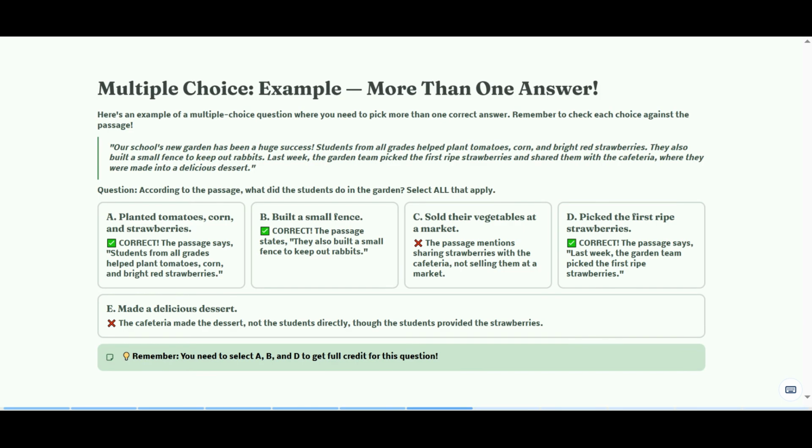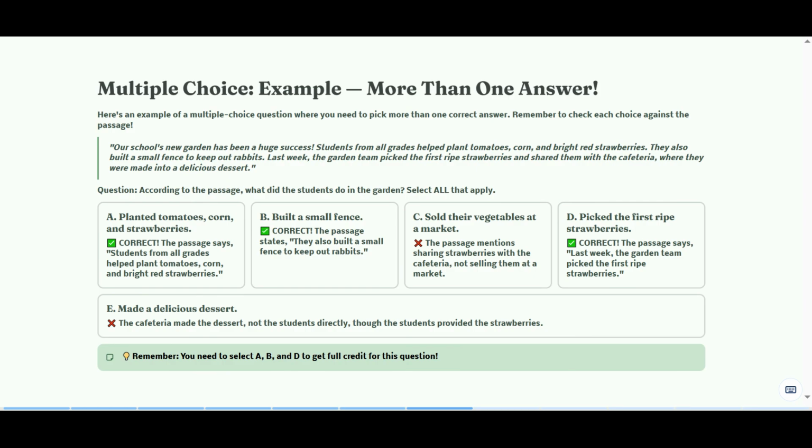Multiple choice example. More than one answer. Here's an example of a multiple choice question where you need to pick more than one correct answer. Remember to check each choice against the passage. Our school's new garden has been a huge success. Students from all grades helped plant tomatoes, corn, and bright red strawberries. They also built a small fence to keep out rabbits. Last week, the garden team picked the first ripe strawberries and shared them with the cafeteria, where they were made into a delicious dessert.